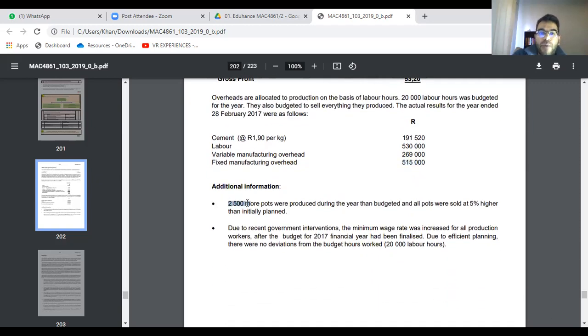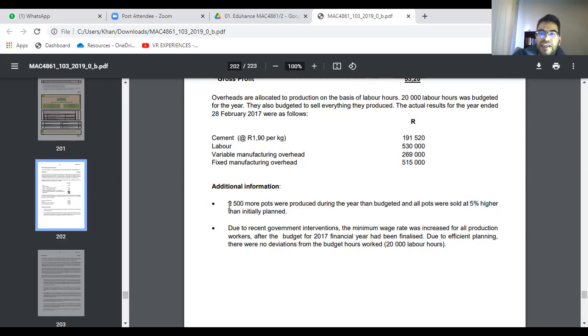So additional information: 2,500 more pots were produced during the year than budgeted, and all pots were sold at 5% higher than initially planned. Due to recent government interventions, the minimum wage rate was increased for all production workers after the budget of 2017 was finalized. Due to efficient planning, there was no deviation from the budgeted hours worked of 20,000 labor hours.